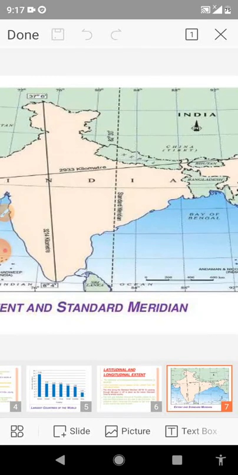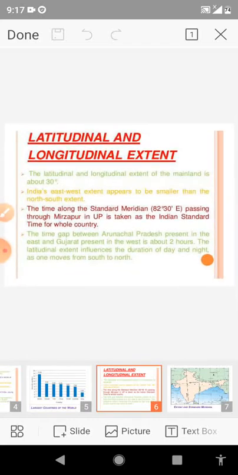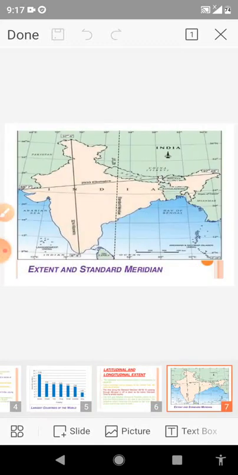And in this map you can see a dotted line also. This dotted line is the standard meridian of India. The position of this standard meridian of India is 82 degree 30 minute east, which is passing through Mirzapur in UP. And the local time shown by this standard meridian is followed throughout the country as standard time.